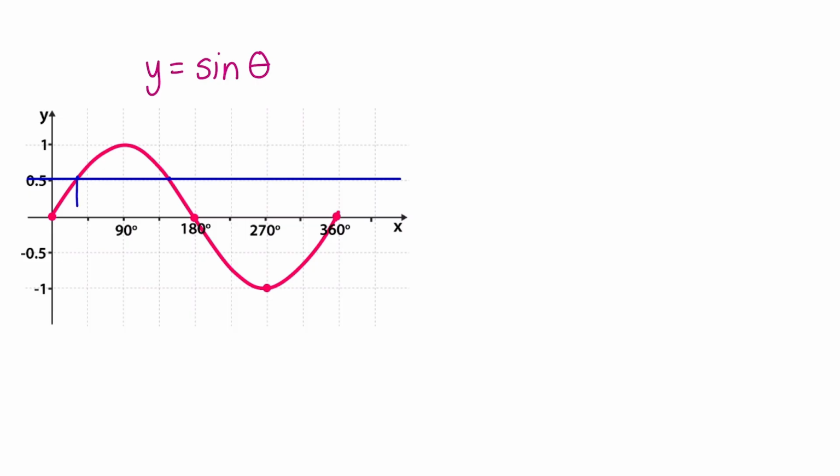Now, when we were looking at the graph, it was really hard to tell, but there is actually a method that we can use with the unit circle to help us be more precise. So these two values are going to be 30 degrees, and here it's going to be 150 degrees. I'm going to show you what that looks like with the unit circle.